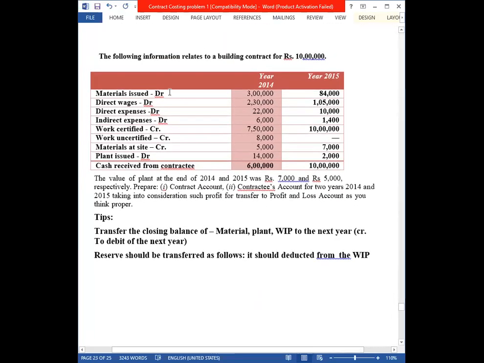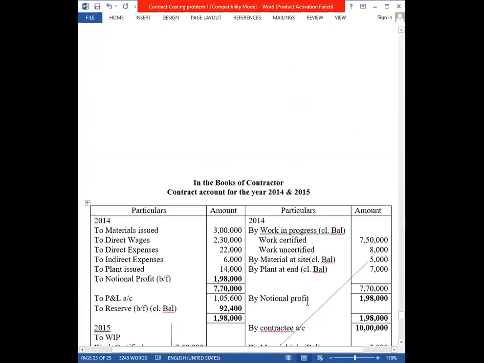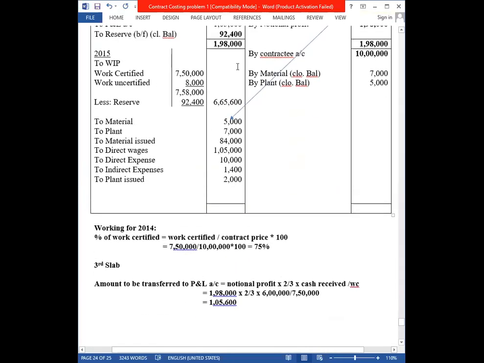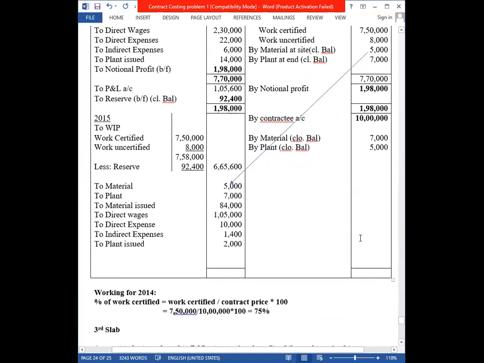Let me check once again: material considered, direct wages considered, direct expenses considered, indirect expenses considered, work certified considered, and work not certified is not there. Then material also considered, plant also considered, cash we will see that. And here the amount of closing balance also we have considered. So all the items we have considered. Now you are going to balance it.